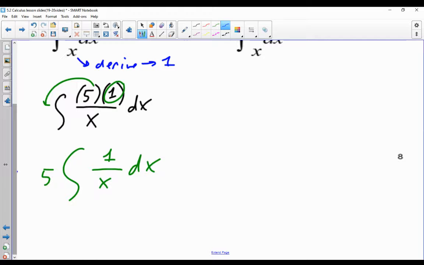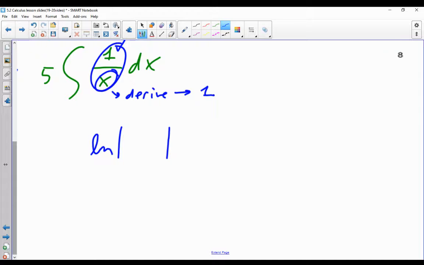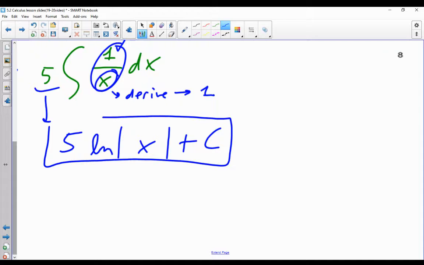All right, now that it's rewritten like this, let's try again. We will derive the bottom. Derivative of x is just 1. Does that match the top? Sure does. So you can rewrite it as just natural log of the bottom, which is x, plus c. Now what do we do with this 5? Leave it in the front. And there you go. Piece of cake.